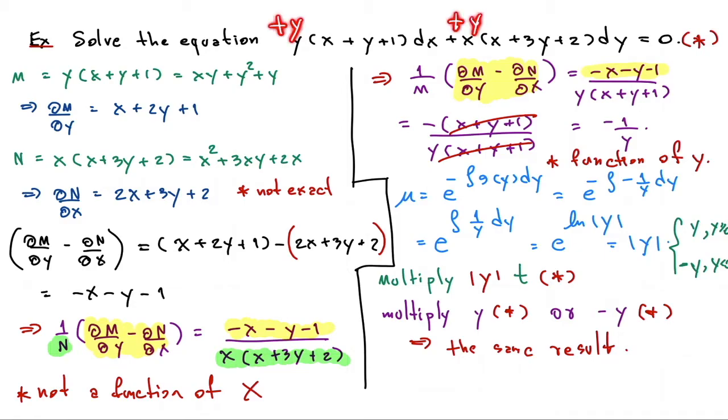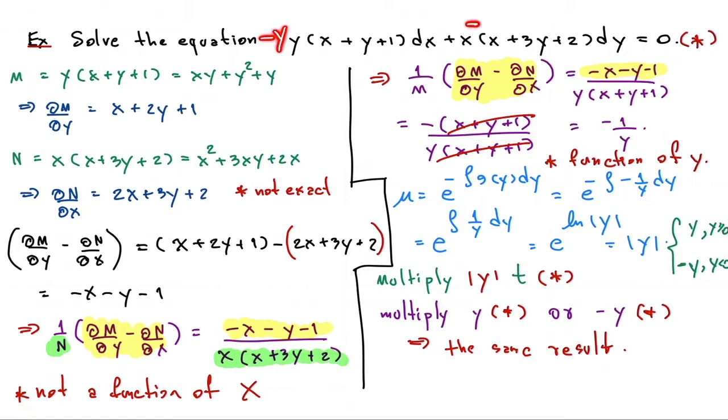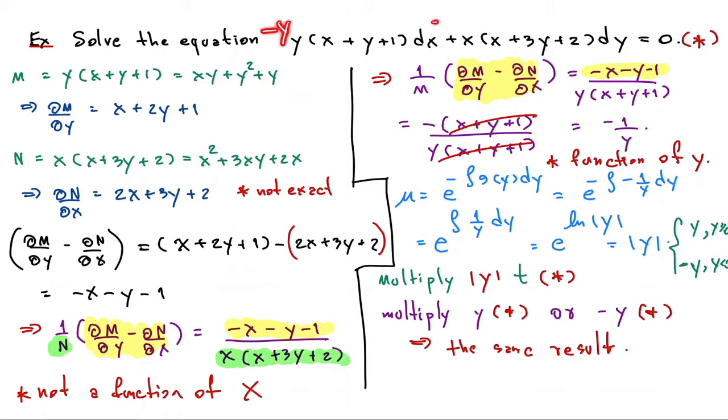Make sense? Again, guys, if I multiply the whole equation by minus y, so I have minus y here and minus y there, and then I multiply the whole equation by minus 1, this becomes plus, this becomes plus, and it's the same as multiplying the whole equation by y.